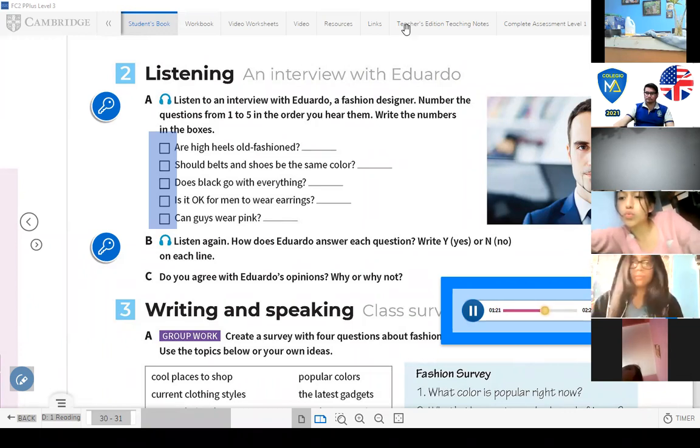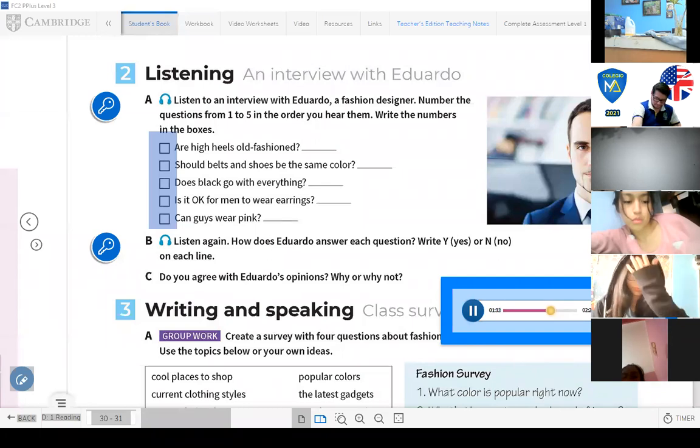Okay. Our next question is from Masayuki in Osaka. He wants to know, can guys wear pink? Many people think only girls can wear pink. That's crazy. Anyone can wear any color. And here's another question about color. It's from Rosario in San Jose, Costa Rica. Does black go with everything?